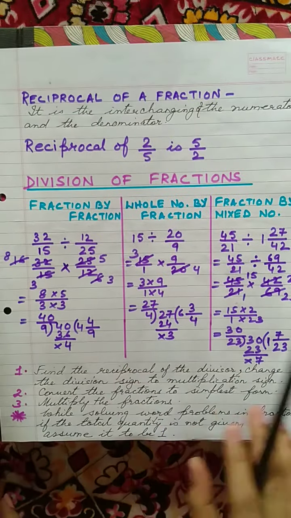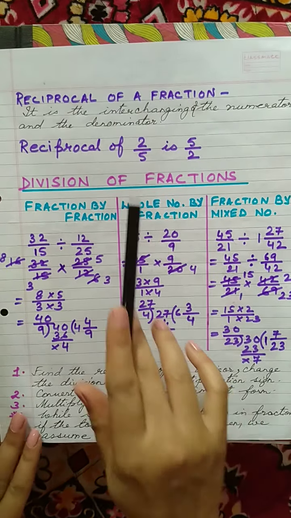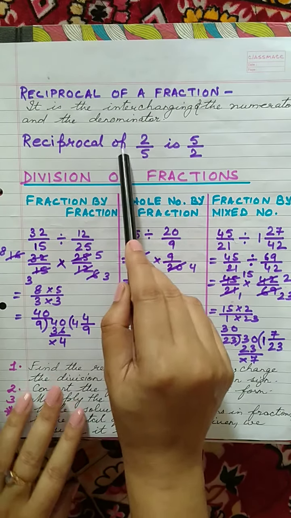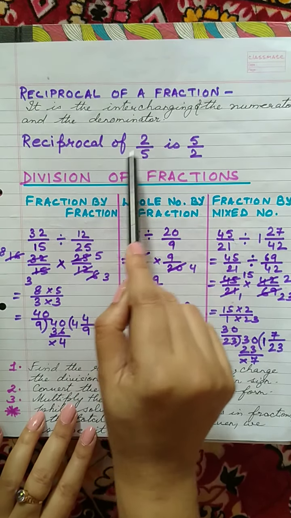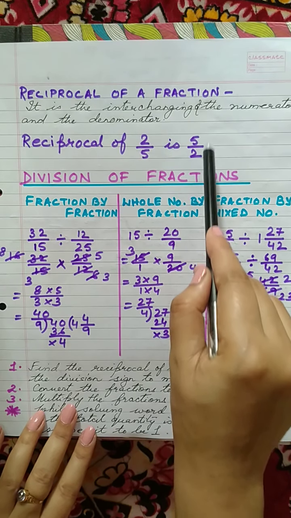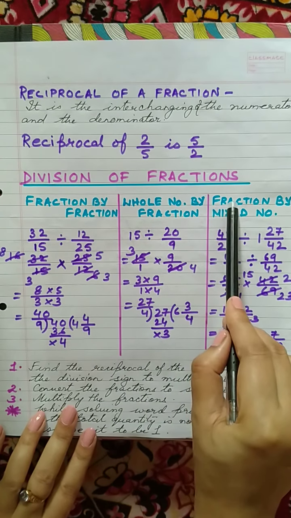Next is reciprocal of a fraction. Now what do you mean by reciprocal? It is the interchanging of the numerator and the denominator. Now the reciprocal of 2 by 5 is 5 by 2. We interchanged the numerator and the denominator. We need this for division of fractions.